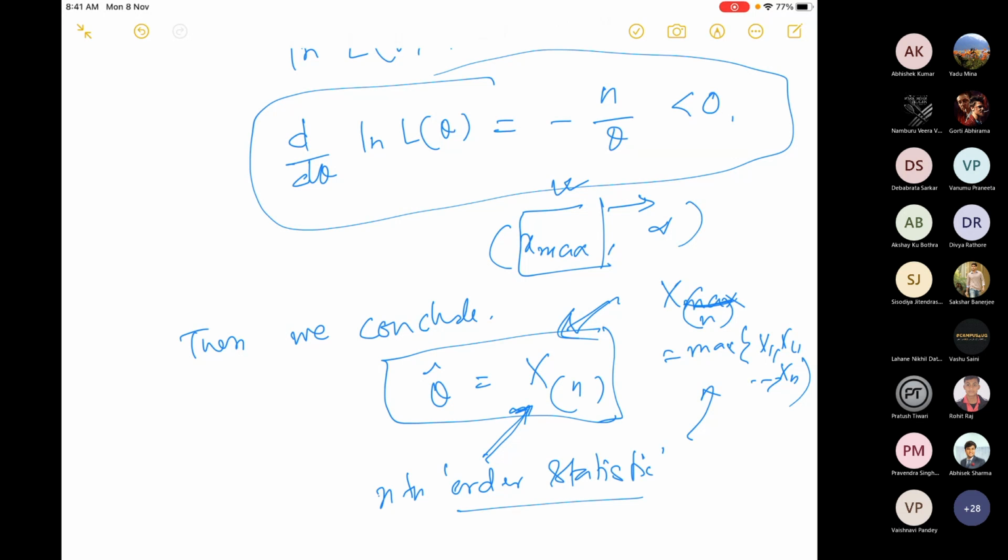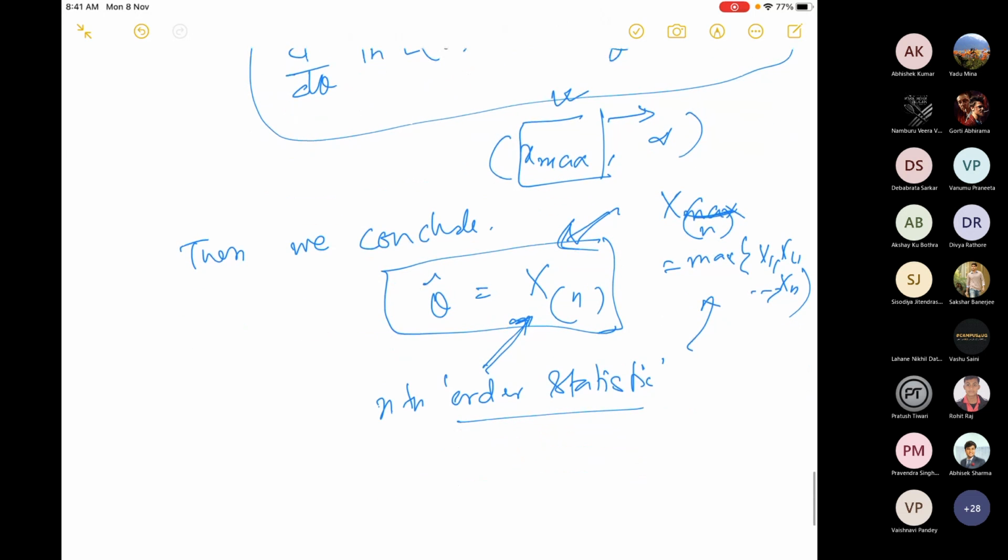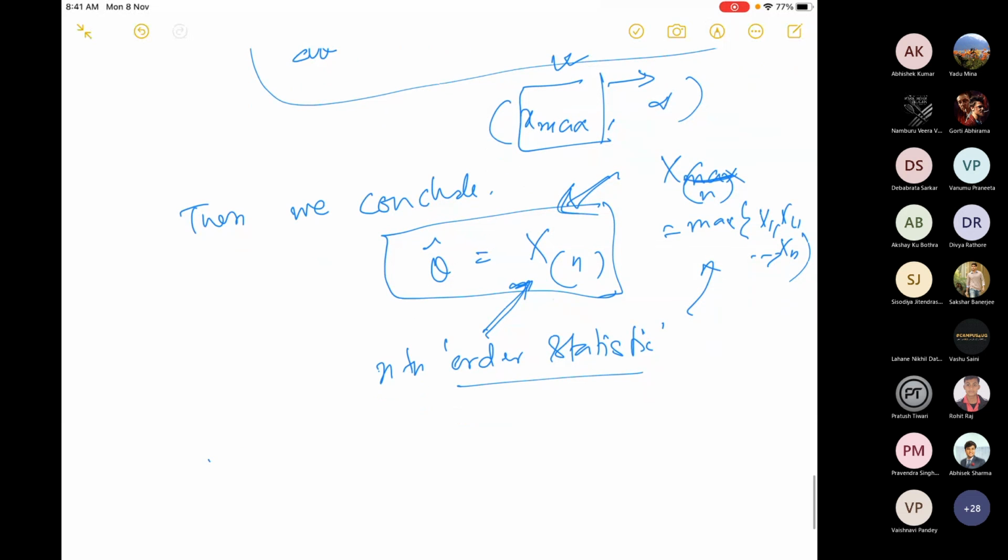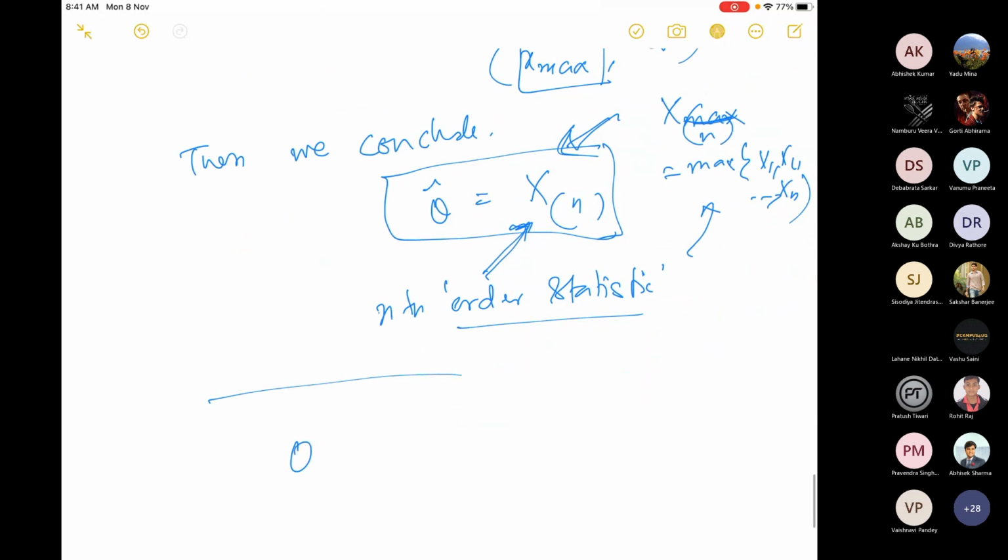But if you're interested, you can get it in any book. Okay, order statistics. This is just a notation. x_n, which is the maximum of this. So now see here, at least for the uniform distribution, using ML, theta hat equals x_n, which is the maximum order statistic, or nth order statistic.